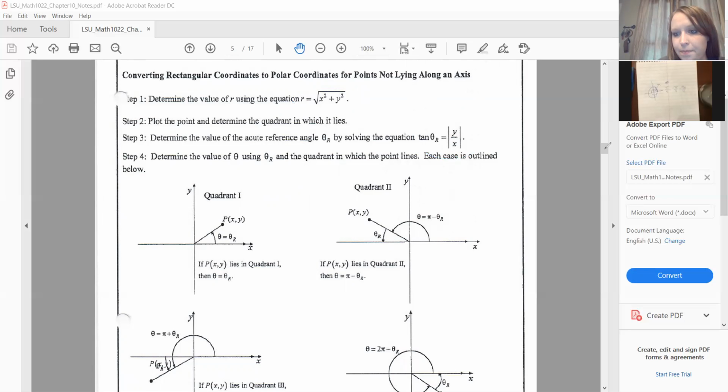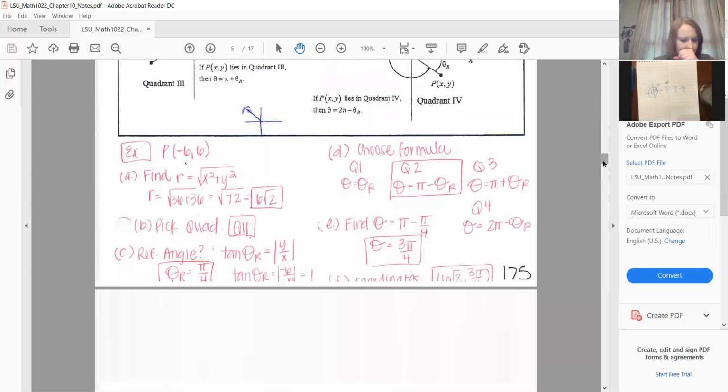So let's do one. Okay, so right here, and some of it's cut off, but I'll tell you what it says. Our point is -6, 6, and in blue up here, you'll see I wrote it. If we were going to plot it regularly, like in junior high, 9th grade, we would go -6, 6, and that's where it would land. So the first thing they're asking you to do is find r: x squared plus y squared, and take the square root of it. So -6 squared is 36, 6 squared is 36, 36 plus 36 is 72.